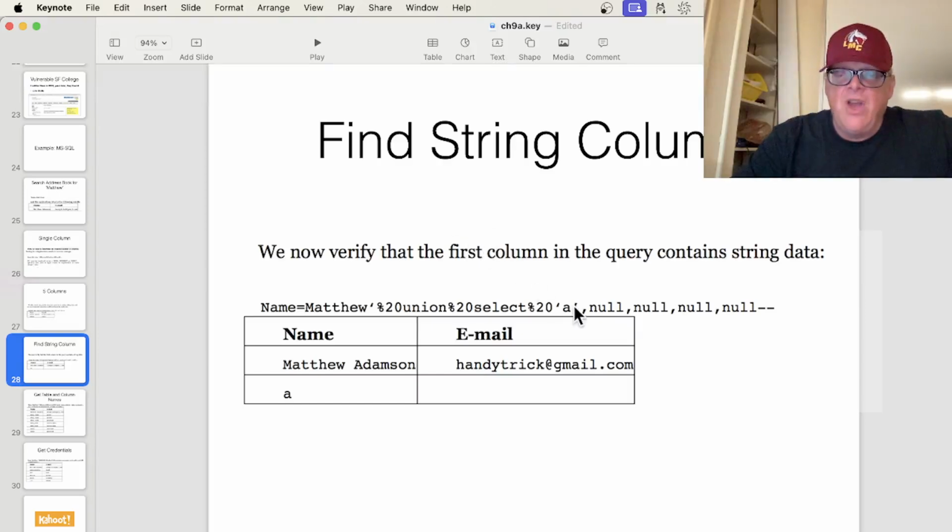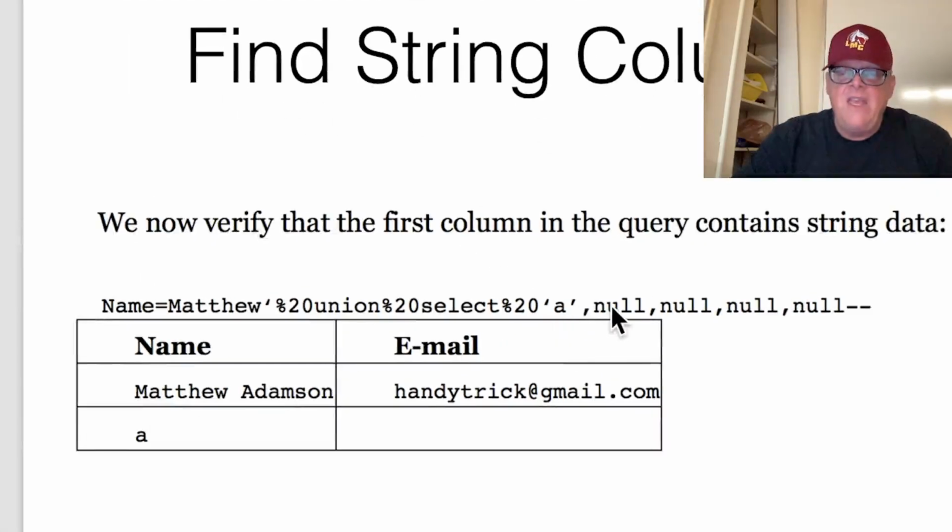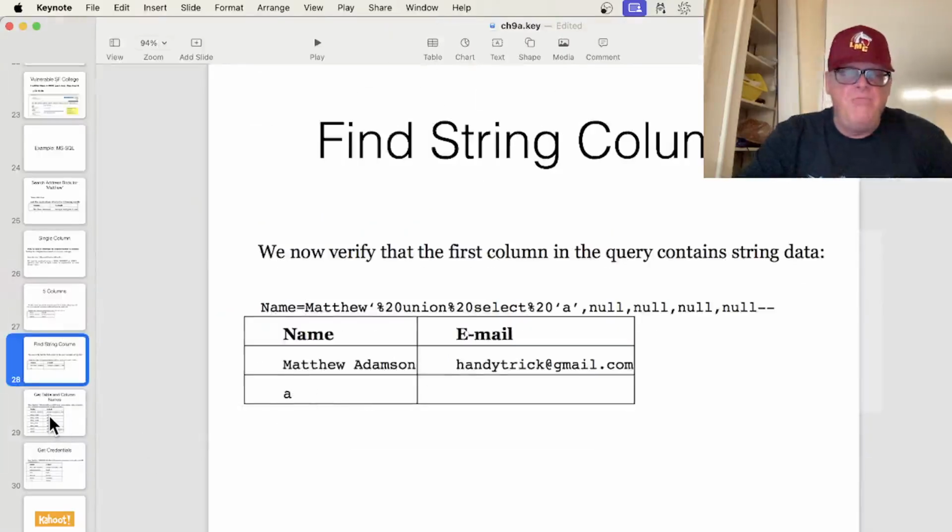Now you have to find the string column. So you select things like A, null, null, null, null, and you see the A there. So now you know you can control one of these columns, and you can see the results in that column. So if you want anything, you just have to ask for it to appear in that column.